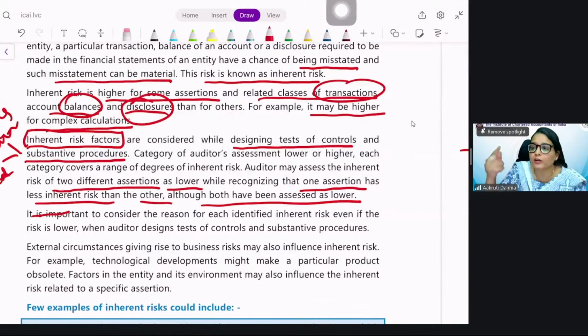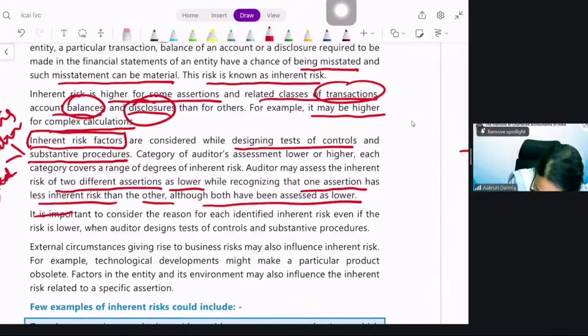Now, after studying these examples, read the sentence. Auditor may assess the inherent risk of two different assertions. Is it saying two different items? No. It means of the same item. The auditor may assess inherent risk of two different assertions as lower, while recognizing that one assertion can have less inherent risk than the other, even though both are low. Now do you understand?